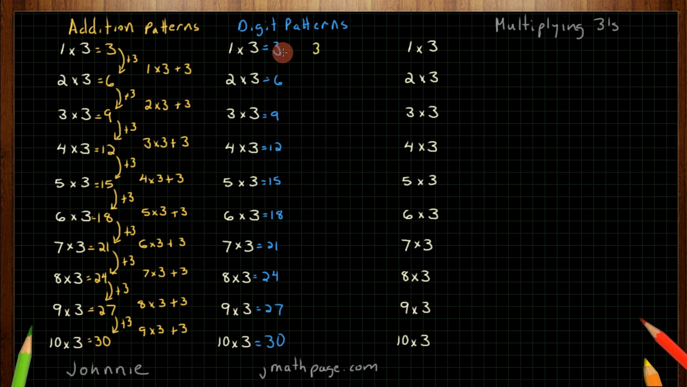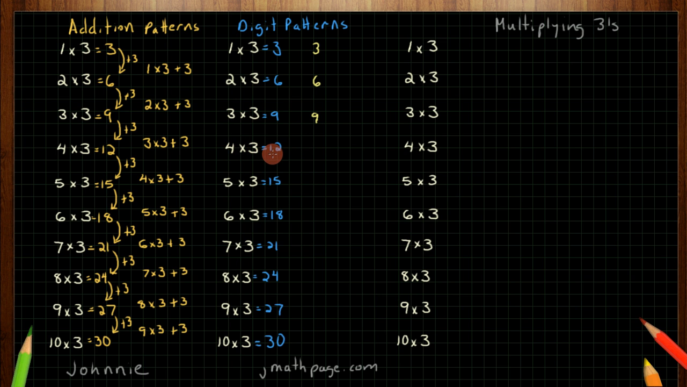3 is not being added to anything else. It's the last digit. 2 times 3 is 6. Let's just write 6 here. We can see 3, 6. Let's do the next one as well. 3 times 3 equals 9. Nothing special so far, right? But now it gets very interesting. This is the part to pay attention to.